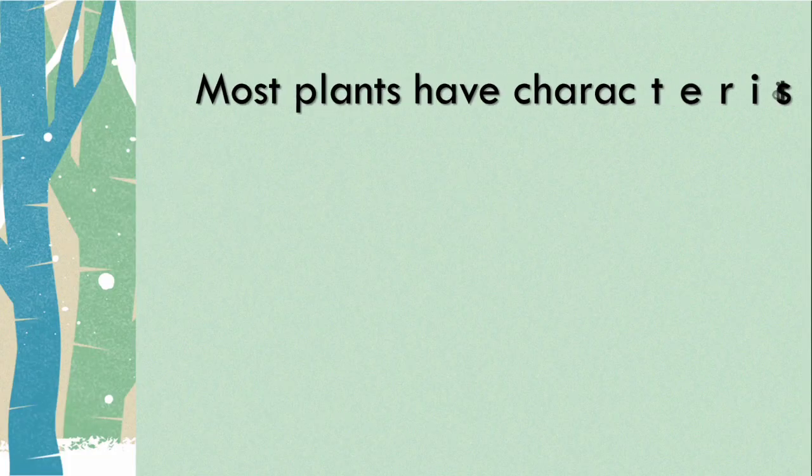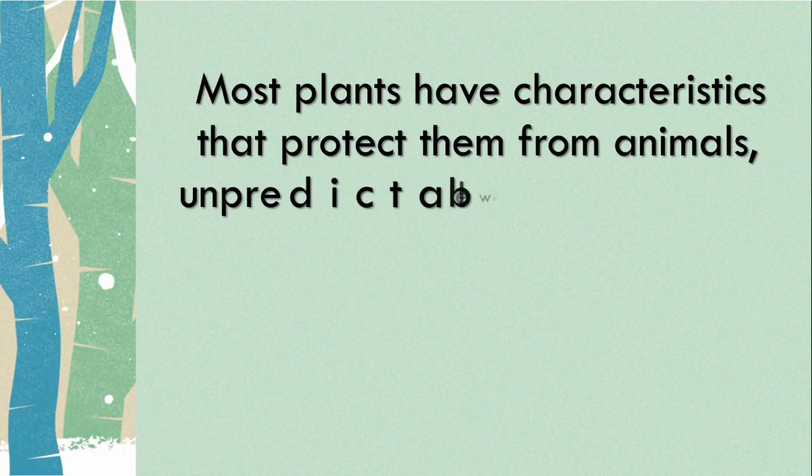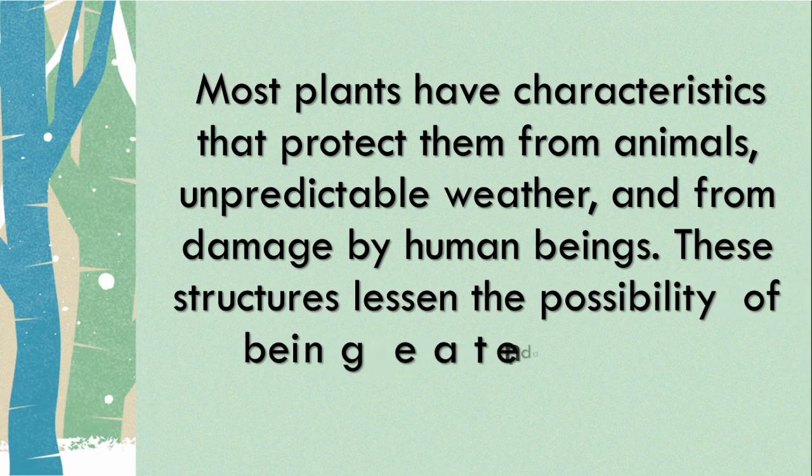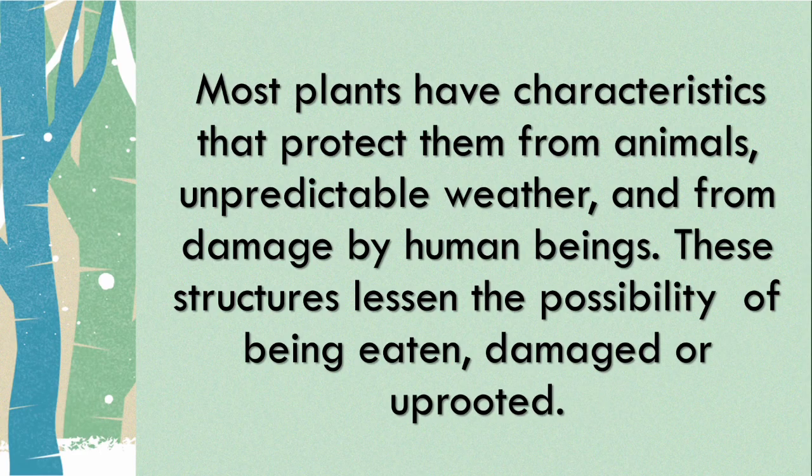So most plants have characteristics that protect them from animals, unpredictable weather, and from damage of human beings. These structures lessen the possibility of being eaten, damaged, or uprooted. So this is how the plants adapt to their environment. So they are protecting themselves from any unwanted happenings.